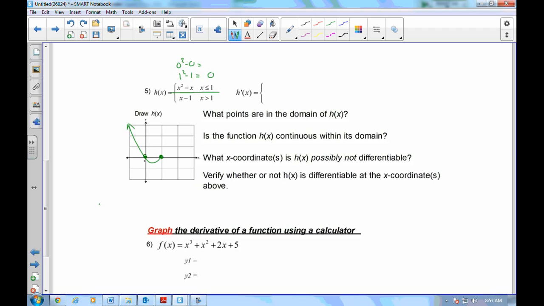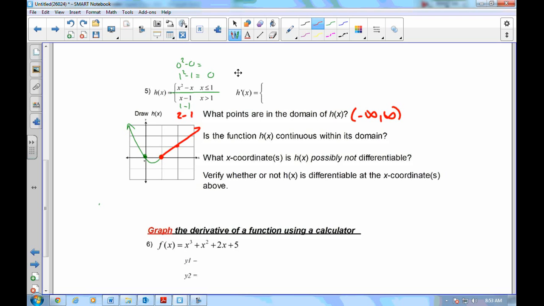Because if I found 2 points of symmetry, I have a vertex in between them. Okay, x greater than 1, well at 1, 1 minus 1 is 0. So that's right here. That's nice. It's right on that, which means we're going to be continuous. And 2 minus 1 is 1. So now I have a linear function from there. What are the points in the domain of h of x? All real numbers, negative infinity to positive infinity.